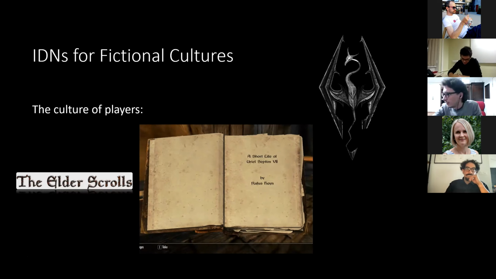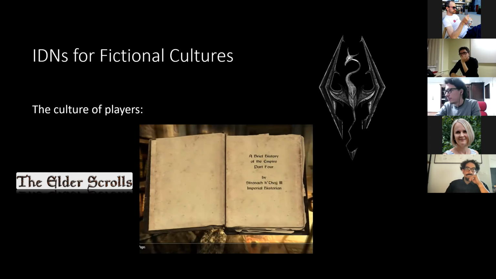So this A Short Life of Uriel Septim VII is a recalling of the events of the life of this emperor, who is one of the main characters of many previous games of the Elder Scrolls series. But also this Brief History of the Empire Part 4. I think there are 12 chapters of this History of the Empire. So all of these have been played in some regard by knowledgeable players or fans of the series.